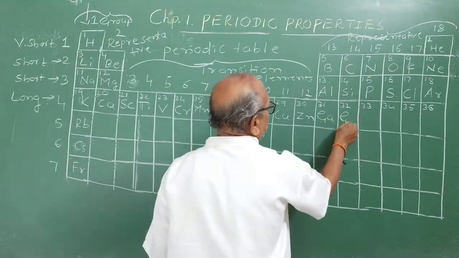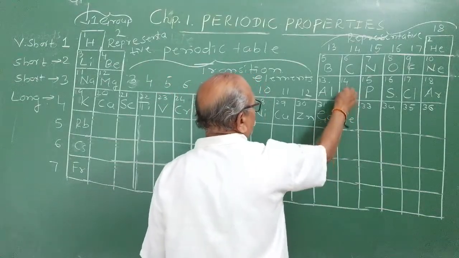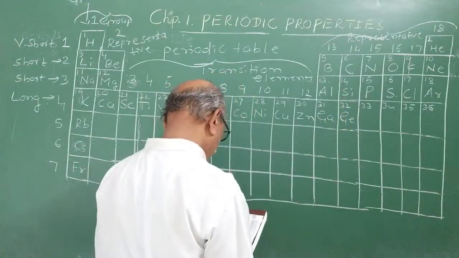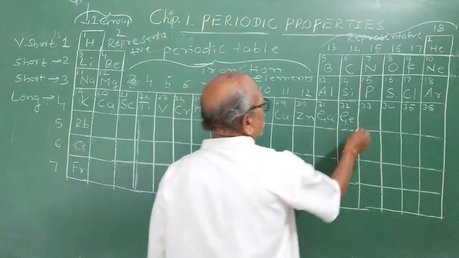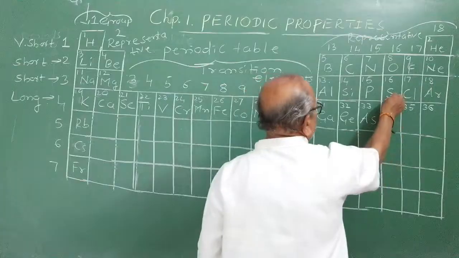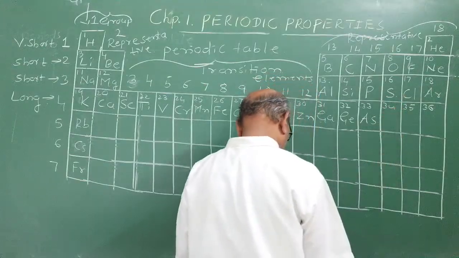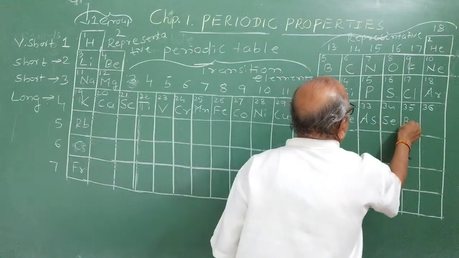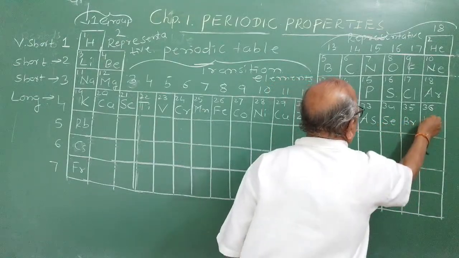Then comes germanium. Silicon and germanium have semiconducting properties. Germanium. What is atomic number 33? Arsenic. And after sulfur, you have atomic number 34, selenium, bromine, and krypton.